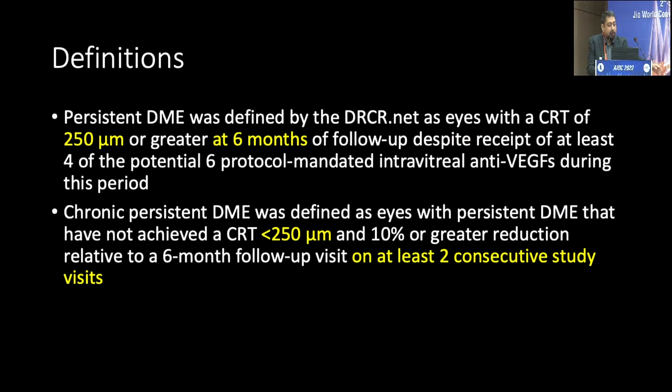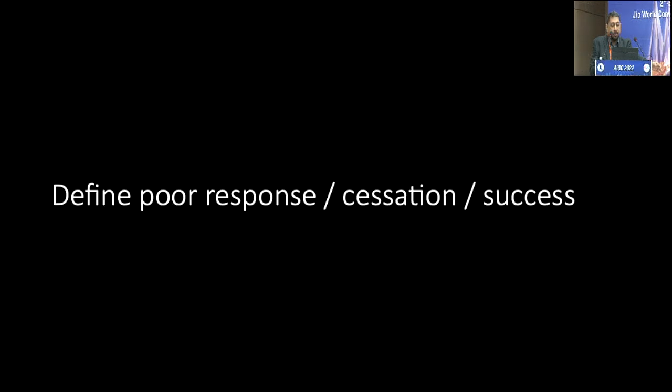But we are more focally concentrating on 2 definitions. What do you mean by persistent DME? Persistent DME was tagged with a figure of 6 months. And then you had the OCT criteria of 250 microns. Then you had chronic persistent DME, which was 6 months plus 2 visits. That is, you take it up to 8 to 9 months. So these are the definitions that are around when you're dealing with DME.